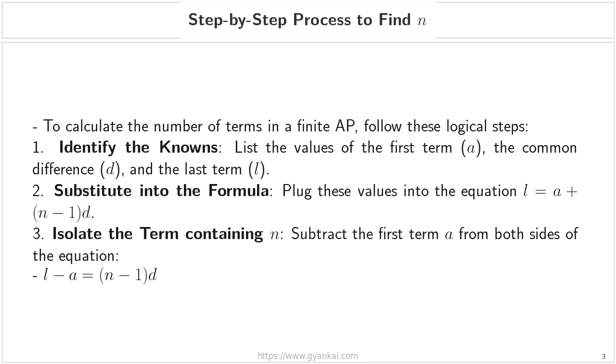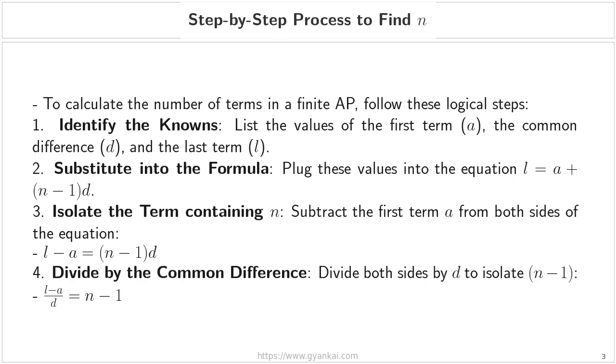Third, your goal is to isolate the term containing n. To do this, we need to move everything else away from n. Start by subtracting the first term, a, from both sides of the equation. This leaves you with L minus a equals the quantity n minus 1, multiplied by d.